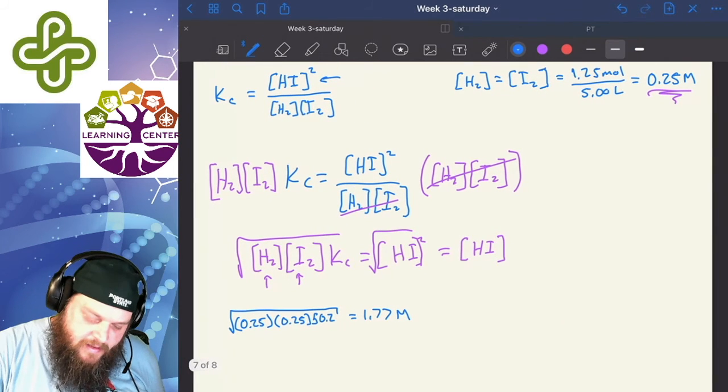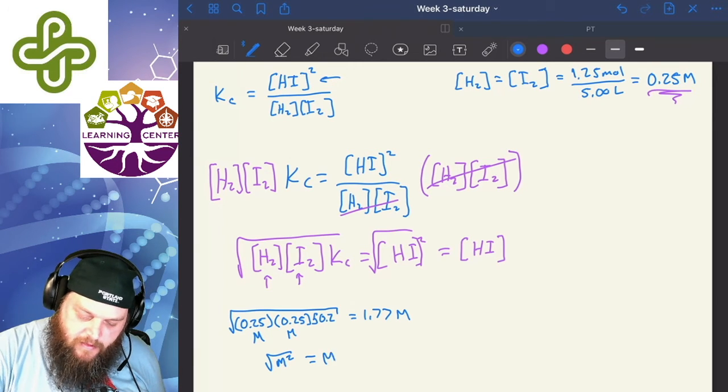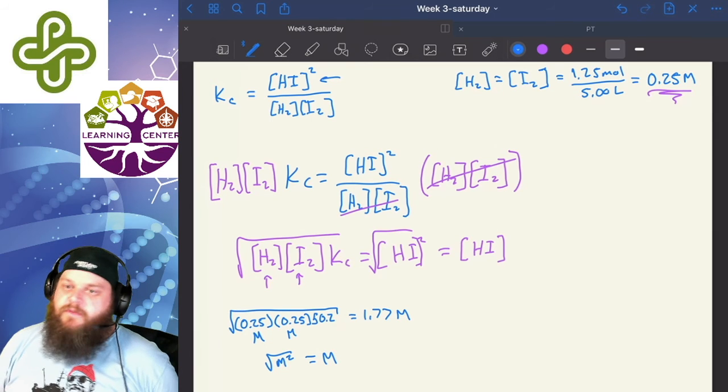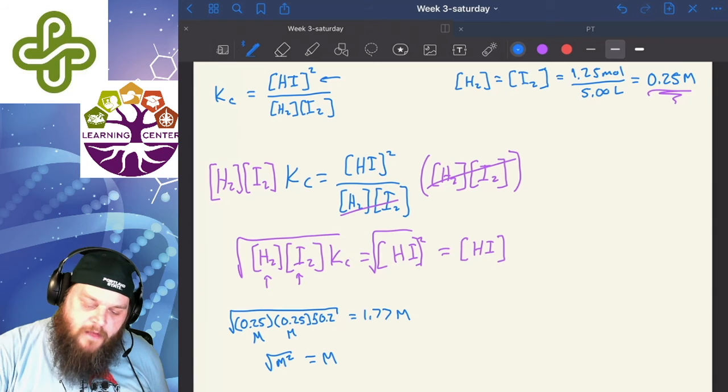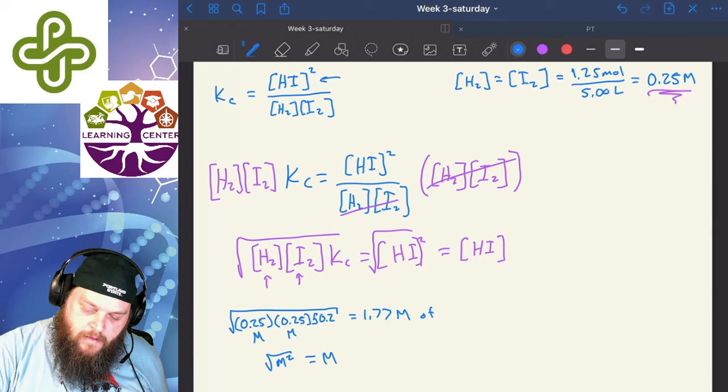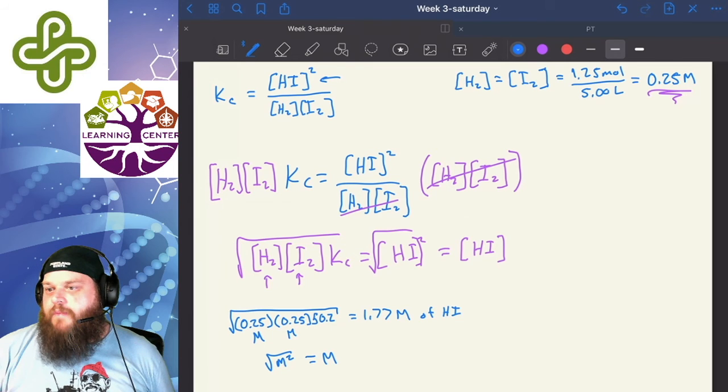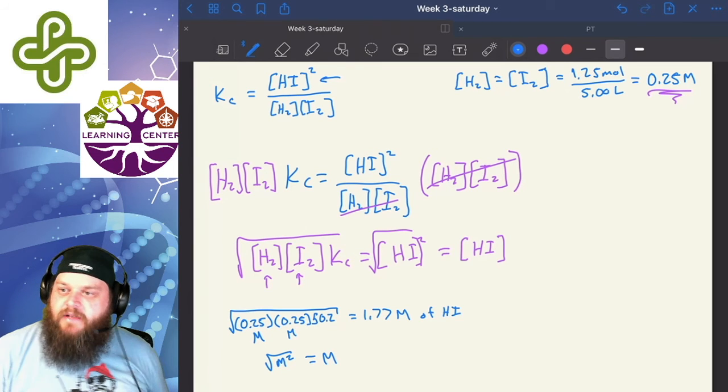And unit-wise, this was in molar, this is in molar. We're then taking the square root of molar squared, which is equal to molar. So the units do match, which is something I always do try to check. So now we have the molarity of HI. So what we need to do now is use that to determine moles.